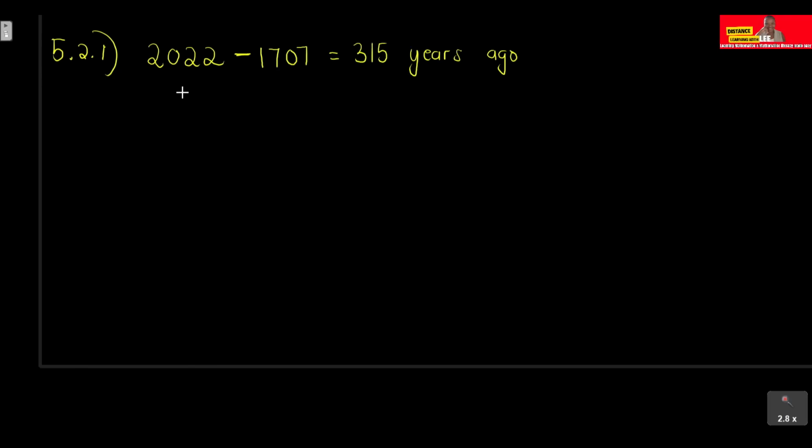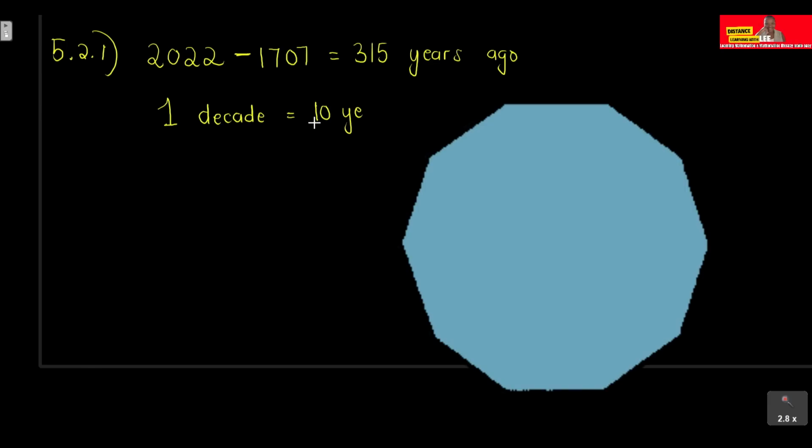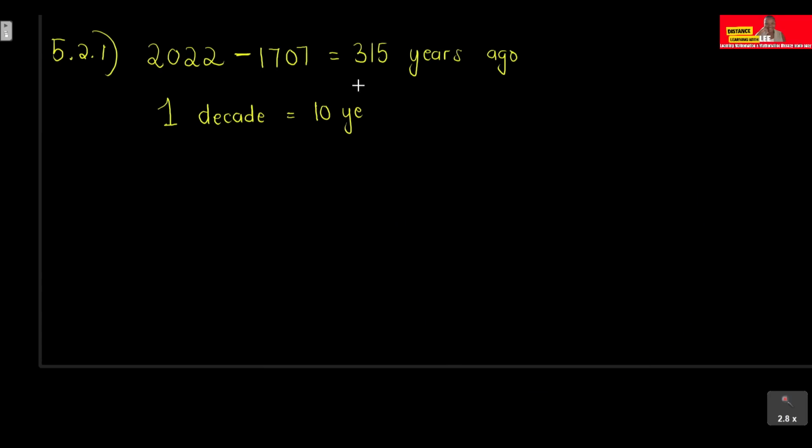We already know that one decade is equivalent to how many years? It's equivalent to 10 years. Decade. When you think of a decagon, how many sides does it have? 10 sides. Okay, so that'll help you basically figure out how many years we're dealing with here. Okay, so deca is 10, right? So we're dealing with 10 years.